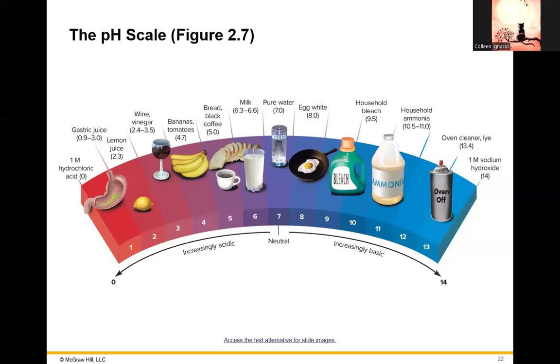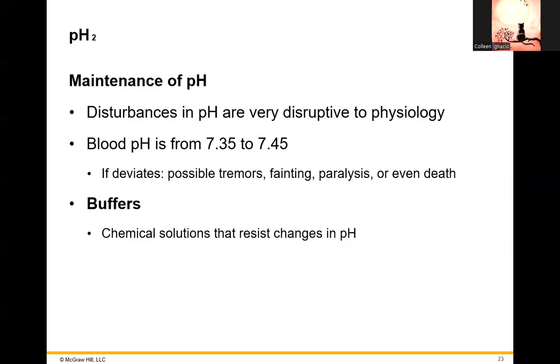Let's look at what's basic. So egg whites, household bleach, ammonia, dishwashing liquid or dish soap, oven cleaner, those are all things that are basic. Now, let's take a closer look at why understanding pH is important.